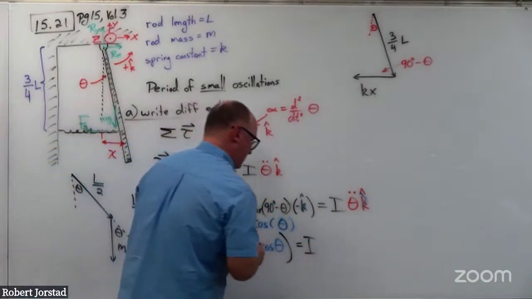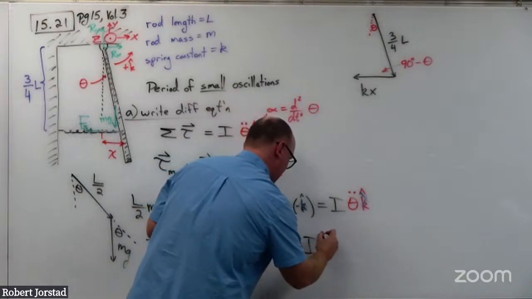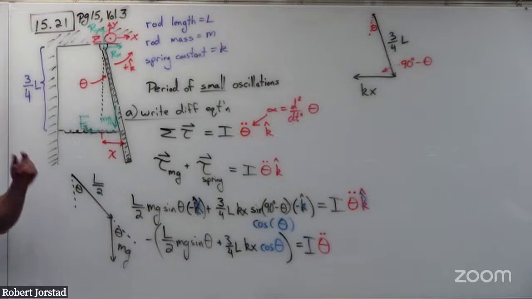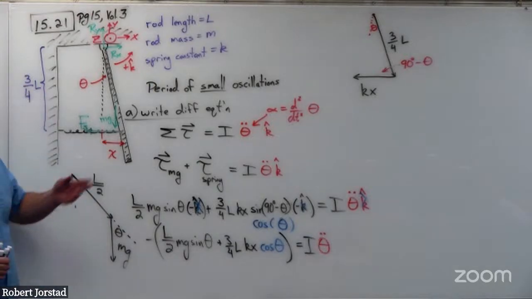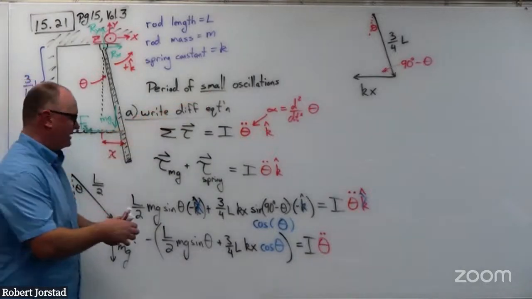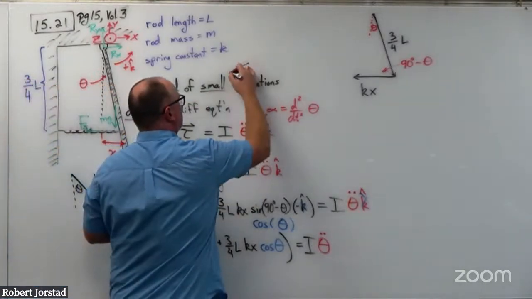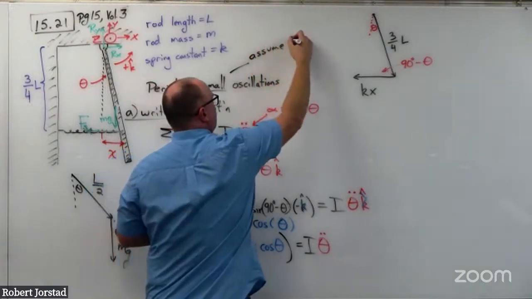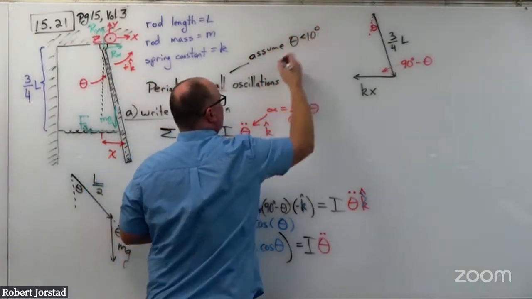Equals I theta double dot. So I got rid of my k hats and I cleaned this up a little bit. Now what I want to do is think. We want the period of small oscillations. That's the key word that says assume theta is less than 10 degrees.